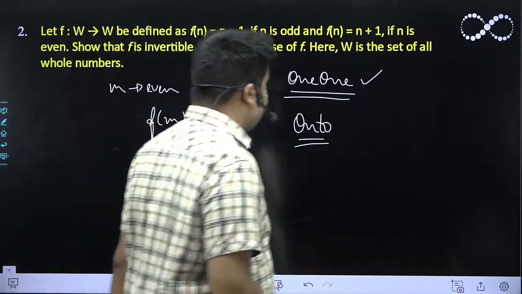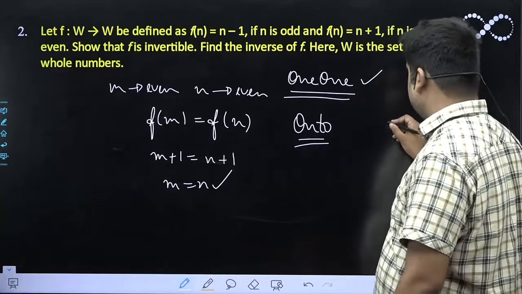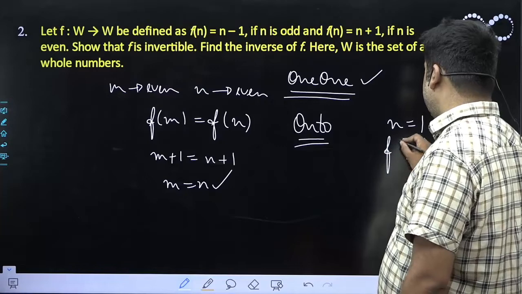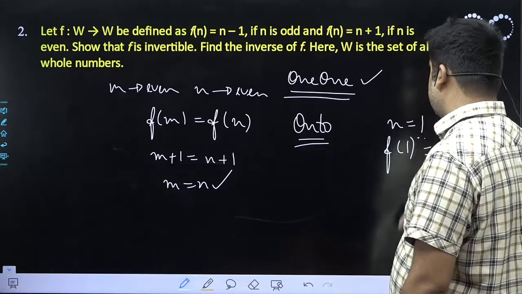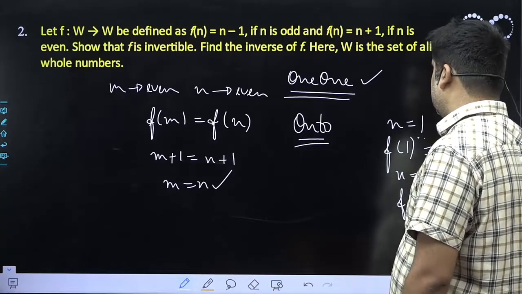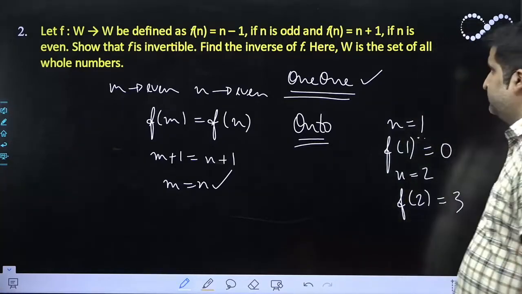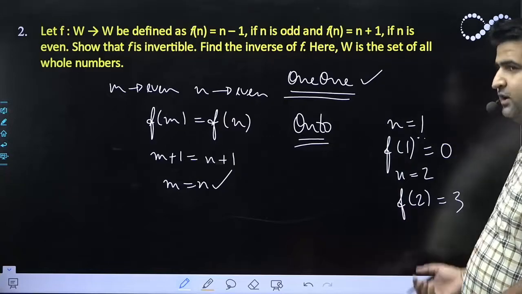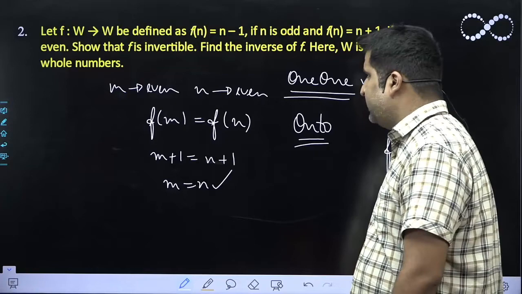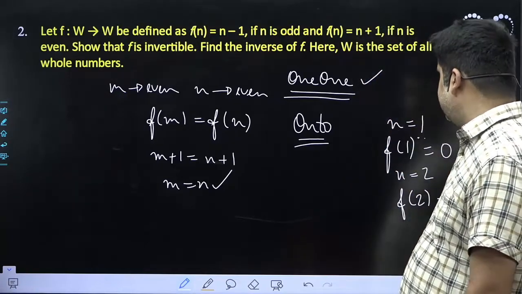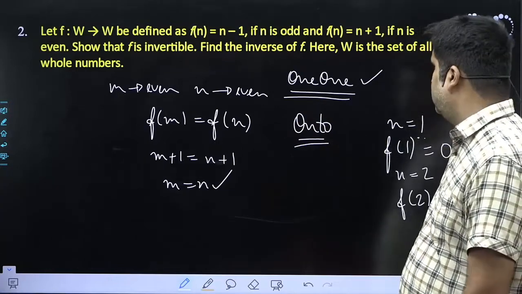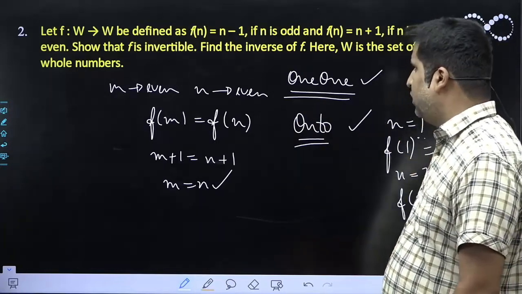By taking some examples. Let's suppose N is 1. Okay, what is the value of f of 1? This is equal to 0. If N is 2, what is f of 2? This is equal to 3. Okay, so is it covering all the values that you have to see? Simply start putting all the values and you'll see that it's covering all the values starting from 0 to all the whole numbers. So therefore it will be onto as well.